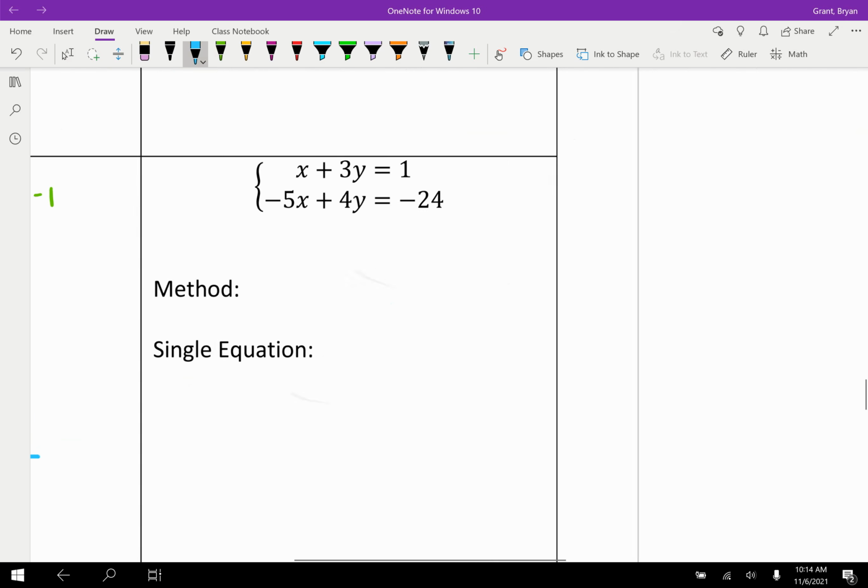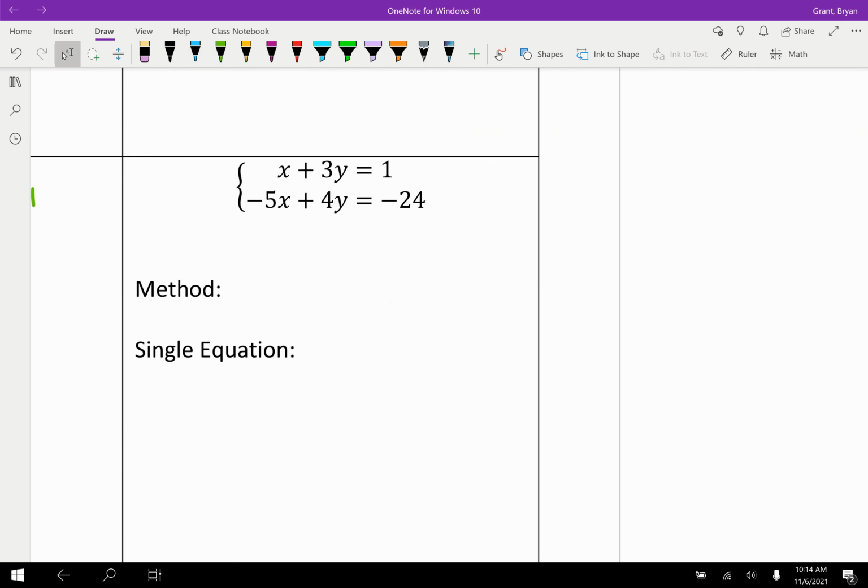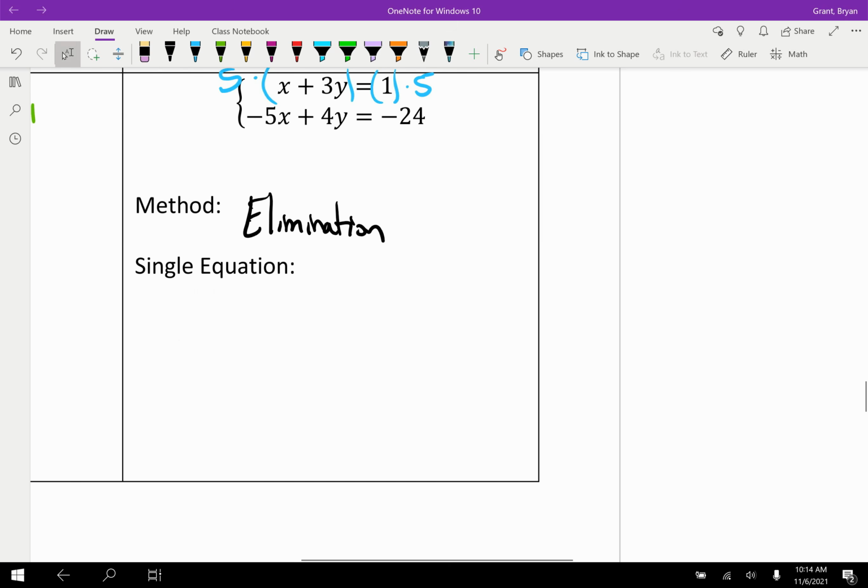1 to go. X plus 3y equals 1, negative 5x plus 4y equals negative 24. You could substitute by subtracting this over. However, to me it looks like it'd be really easy to make this x match the negative 5x. And to do that, I'm just going to multiply by positive 5. Okay, so again, I'll use elimination. Everything's all lined up and ready to go. And this gives us 5x plus 15y, don't forget to distribute, equals 5. Bottom equation remains the same.